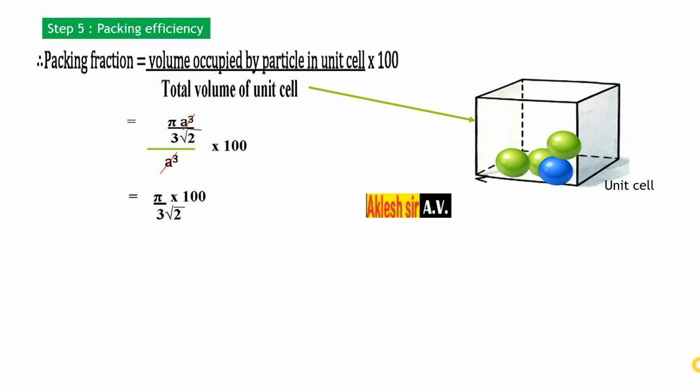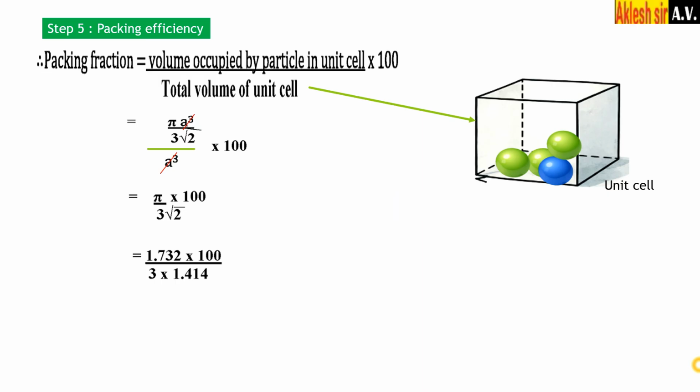Now substituting values. Pi is approximately 3.14 and root 2 is approximately 1.414. So we get 3.14 multiplied by 100 divided by 3 multiplied by 1.414. Finally, the result comes out to be approximately 74%. Percentage void space equals 100 minus 74, which is equal to 26%.